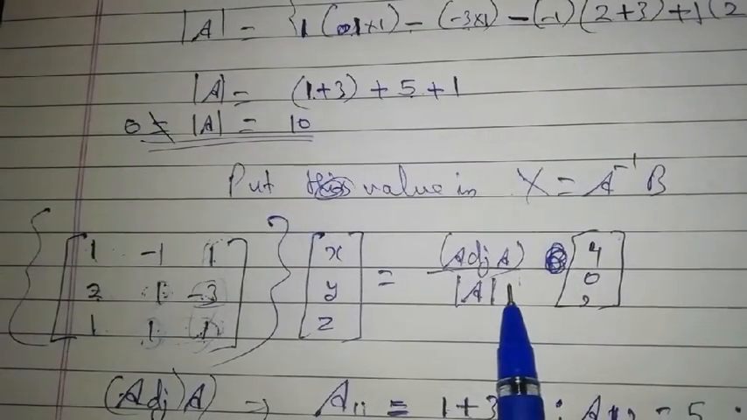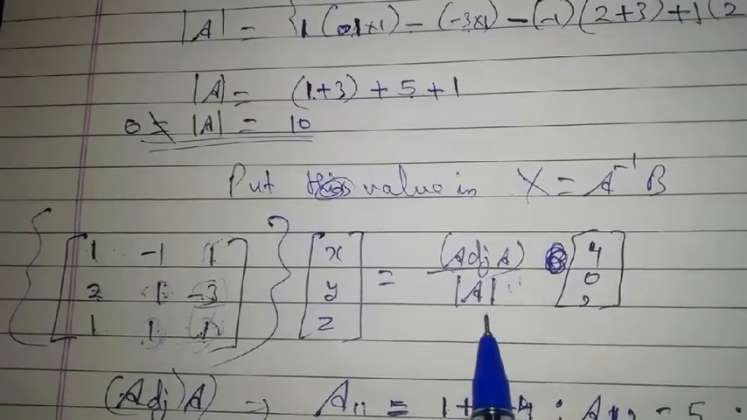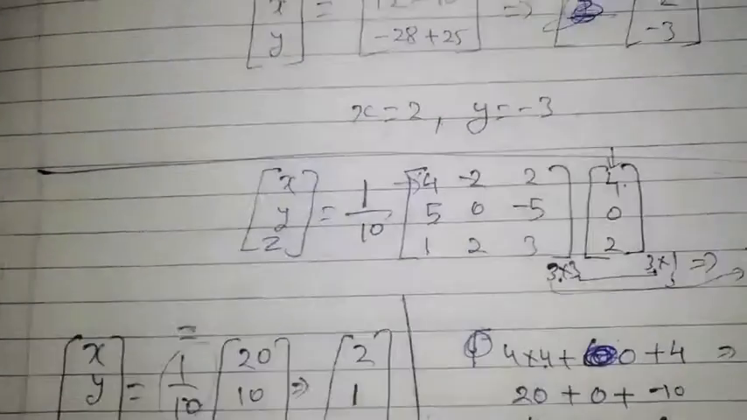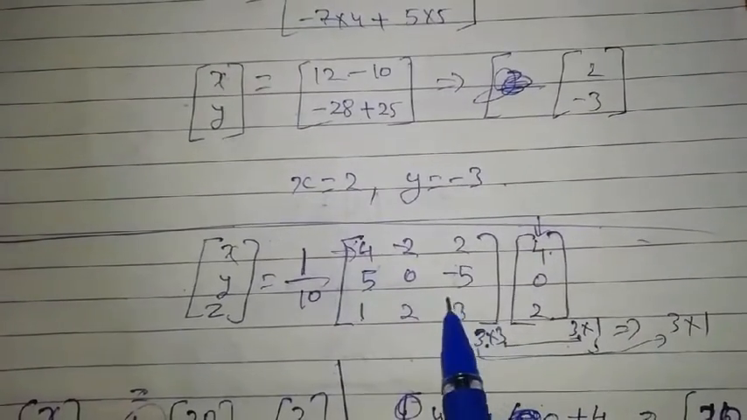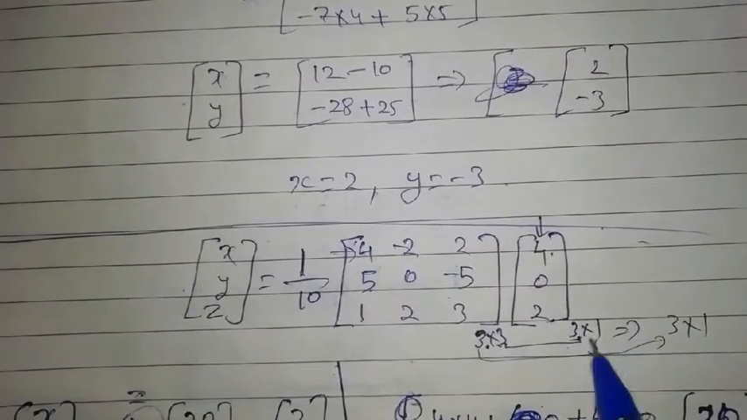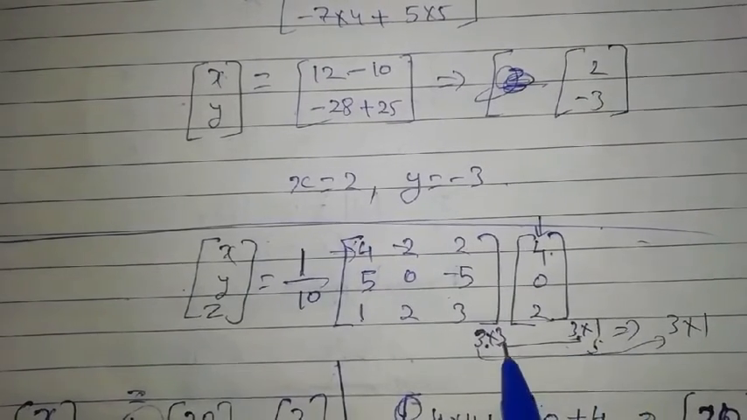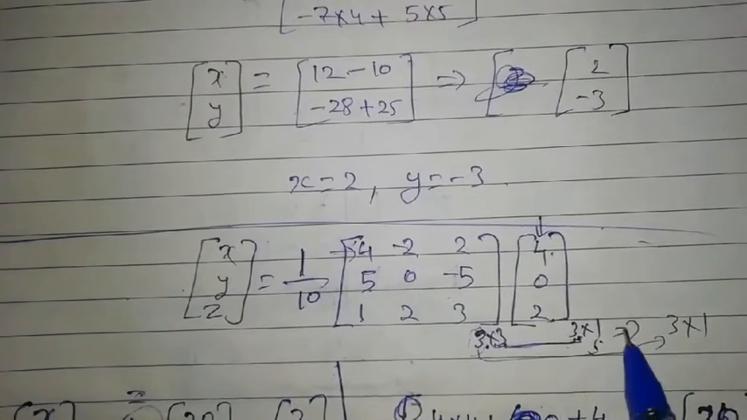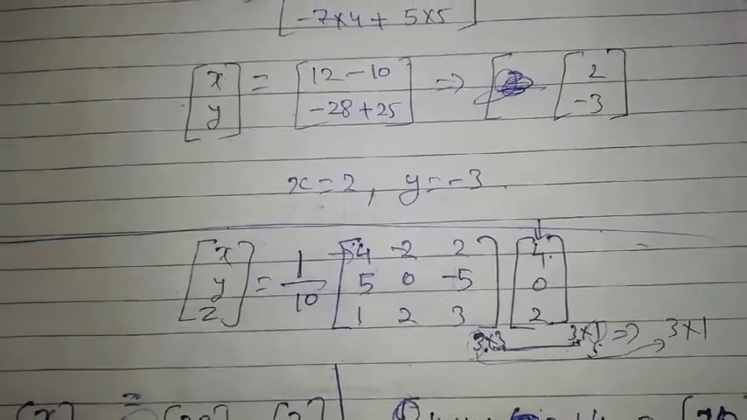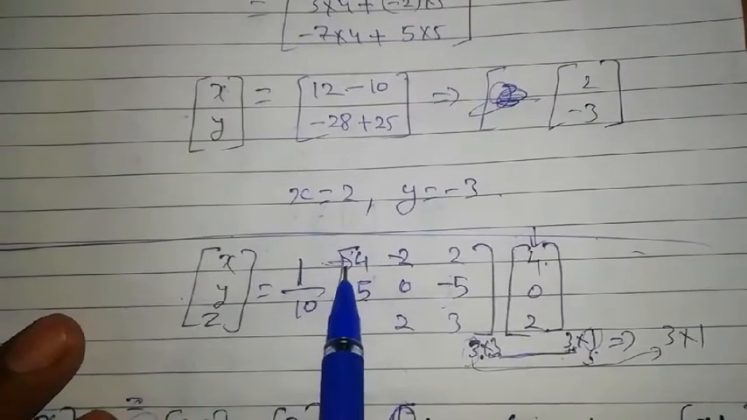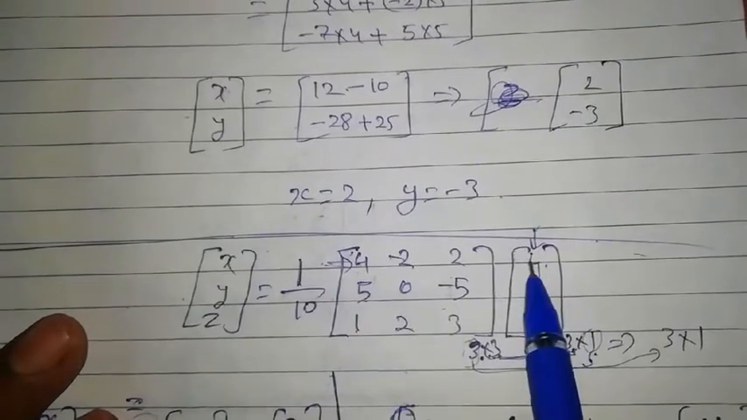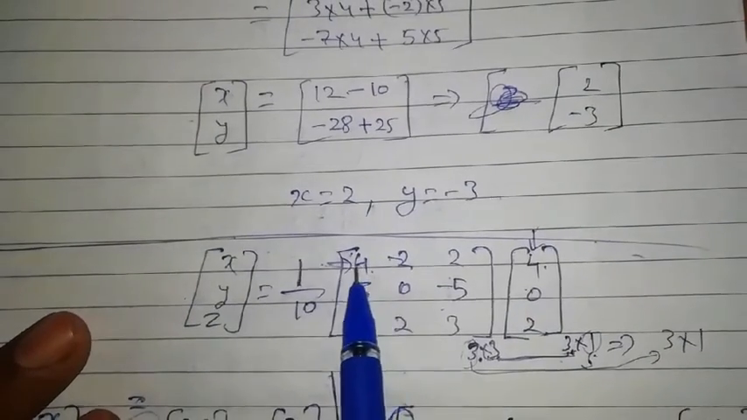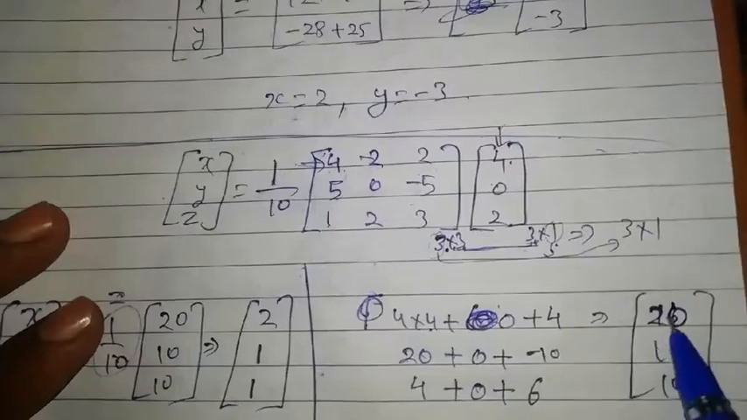Where is it? This one. Okay, XYZ equals adjoint A upon determinant A, times 4, 0 and 2. This is the value of B. Okay, so let us put the values here. So look, this matrix is in the form of 3 by 3 and this is in the form of 3 by 1. So the 3 and 3 are common, which means they can be multiplied and we will get the product in the form 3 by 1. Okay, so first of all we will multiply the first row to the first column. So 4 4s are 16 plus minus 2 into 0 is 0, and 2 2s are 4. So 16 and 4 is 20.